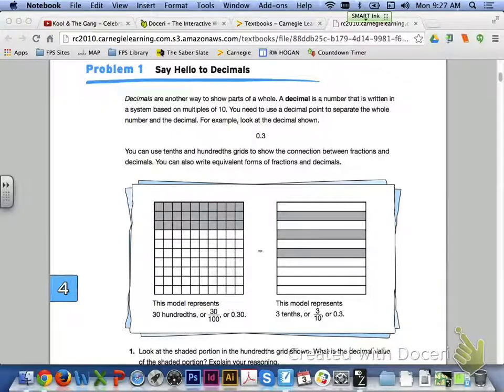Let's take a look at the two models. It says you can use tenths and hundredths grids to show the connection between fractions and decimals. You can also write equivalent forms of fractions and decimals. Take a look at the model on the left. This model is representing 30 hundredths, which is also equivalent to 30 over 100, written as a fraction, which is also equivalent to 0.30, written as a decimal. The model on the right is representing 3/10, or 3 over 10 written as a fraction, or 0.3 written as a decimal.